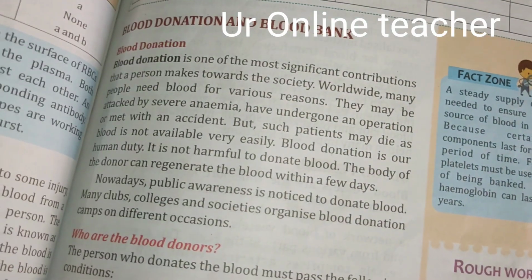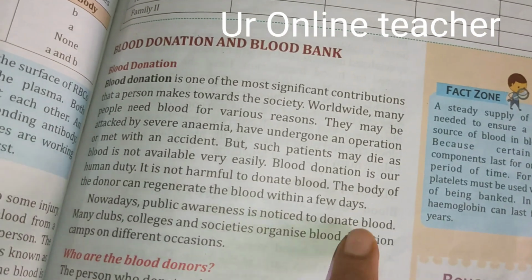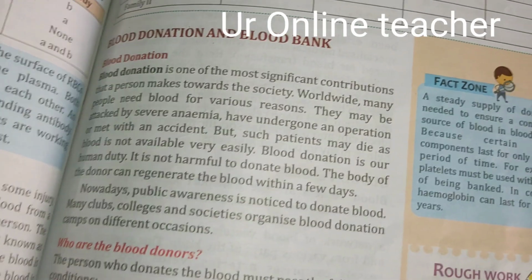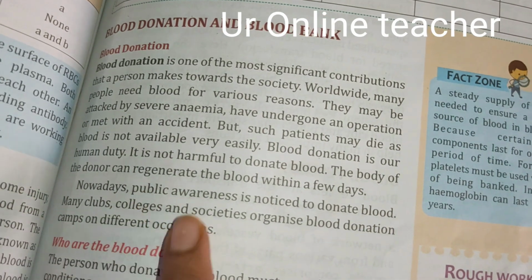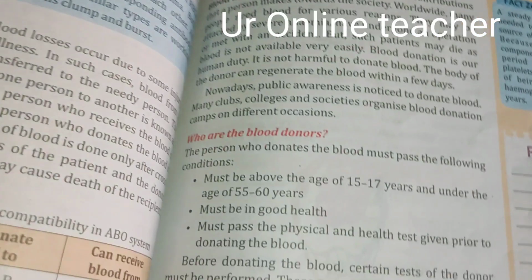It is not very harmful to donate blood because it will be regenerated every 120 days. As I already told, the body of the donor can regenerate the blood within a few days. Now public awareness is noticed to donate blood. Many clubs, colleges, and societies organize these blood donation camps for different occasions.